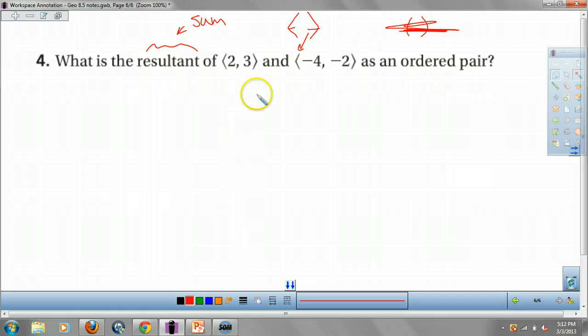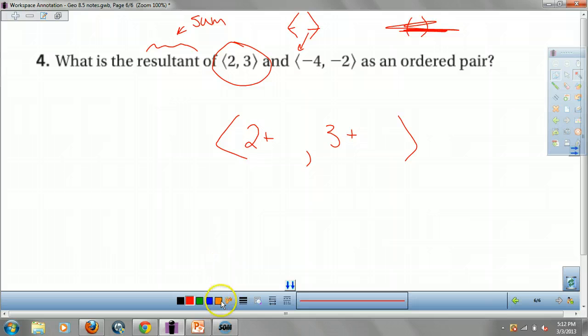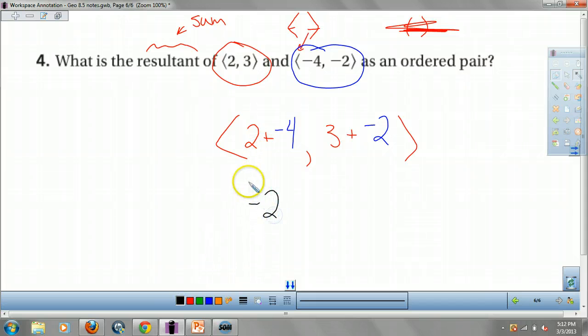So for my resultant, here's what I do. I go 2 plus something, then 3 plus something, right? And then I use my second vector to find out what those are. So I put negative 4, negative 2. So my answer is <-2, 1>. That's it, guys. I hope you enjoyed vectors as much as I did. So now go blast off into space using a vector of magnitude, the sun. That makes sense.